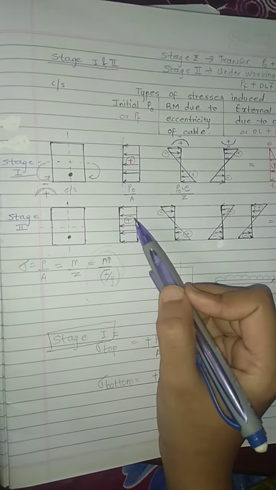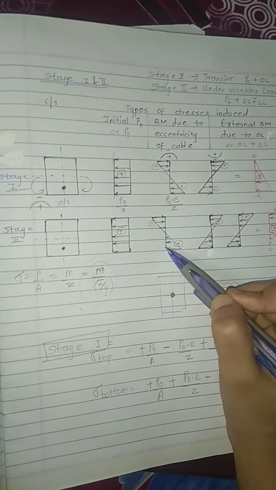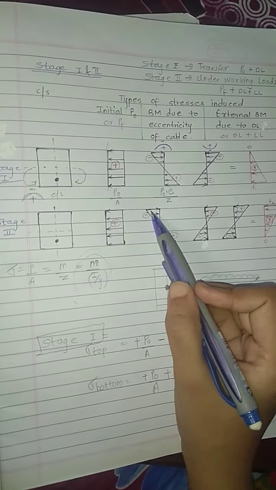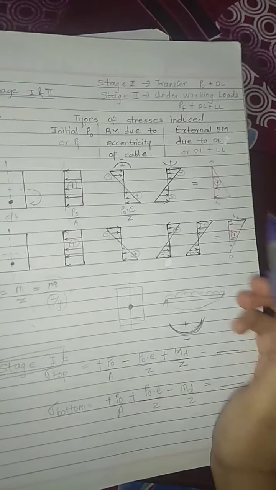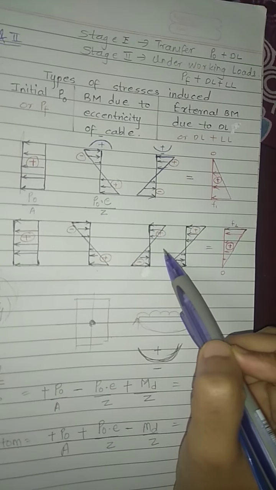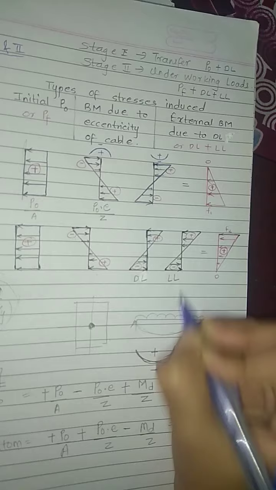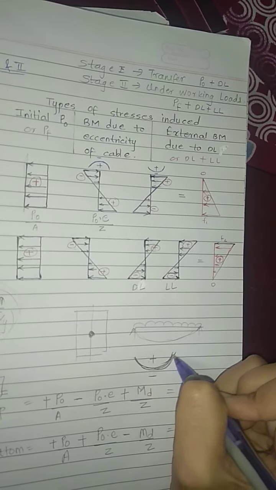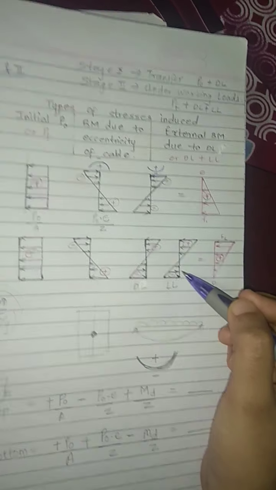this is the cross section. Initial compressive force, which is always positive. Bending moment due to eccentricity, same concept. Stress at top minus, at bottom plus. Then here the external bending moment. Now this is due to dead load and this is due to live load. Okay, now the external bending moment is always sagging in any case. Stress at top is positive and stress at bottom is negative.